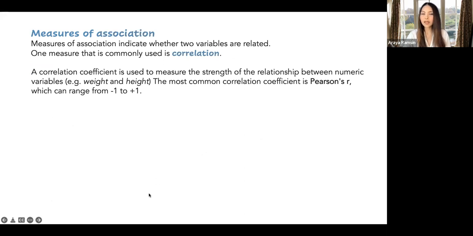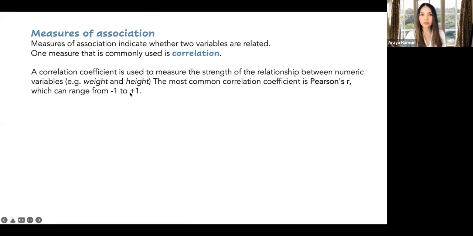Now we come to the last type of descriptive statistic. It's called measures of association. Measures of association indicate whether two variables are related. You want to see if this one and this one are related to each other. There are other measures that can be used to see if there is an association between the two things, but the one that is commonly used is correlation.